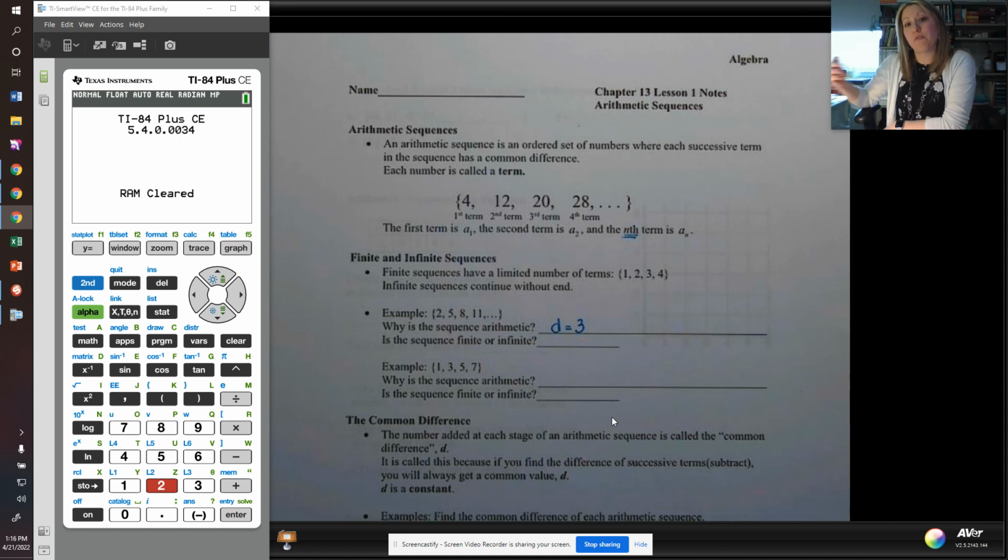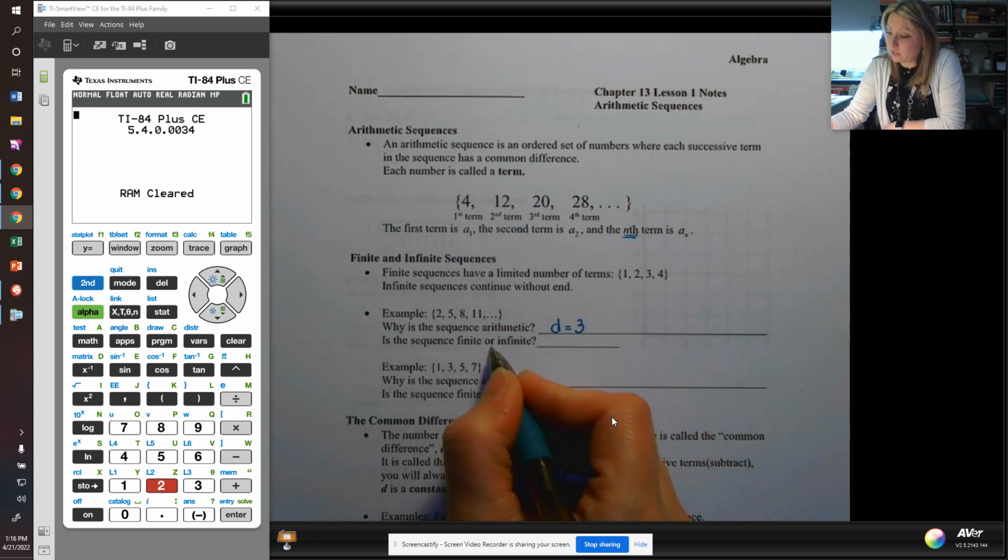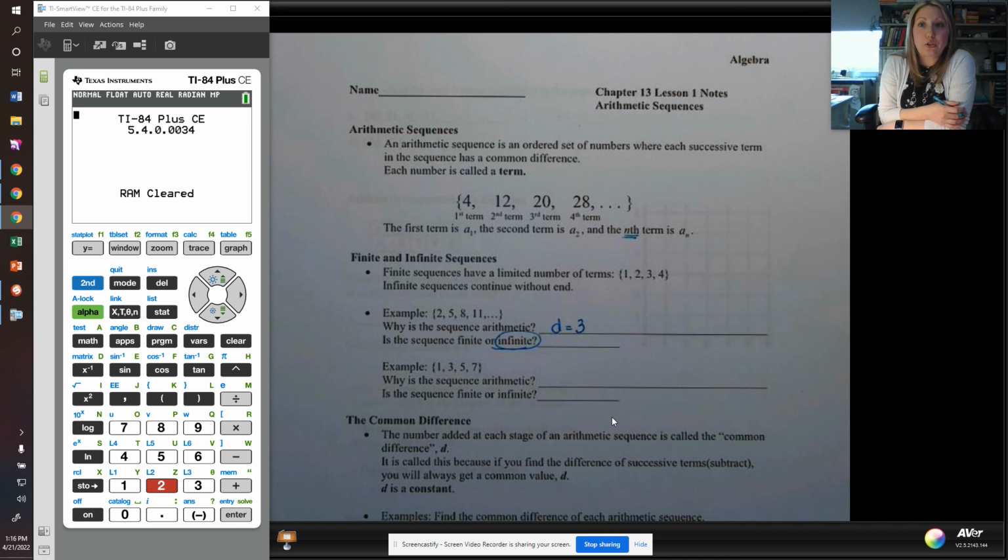Is this sequence finite or infinite? It has the dots, so this is an infinite sequence, and feel free to just circle that. This sequence does not have an end. We would keep adding 3 and adding 3 and adding 3 into infinity to find more of the terms in this sequence.